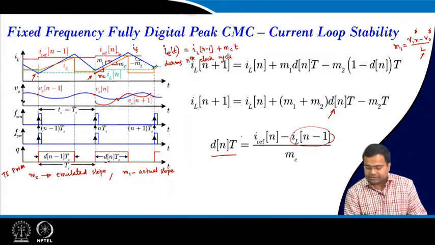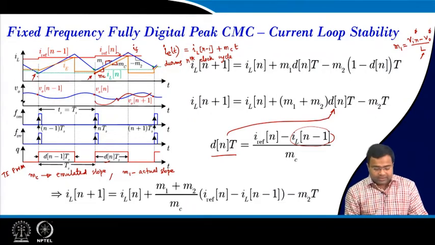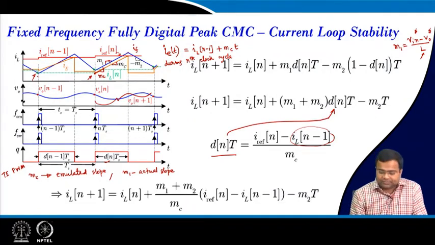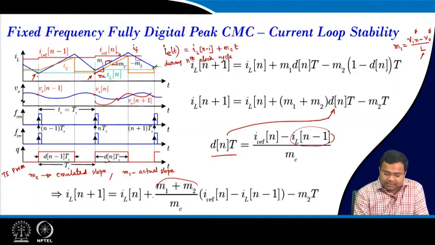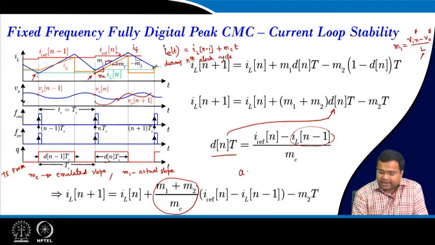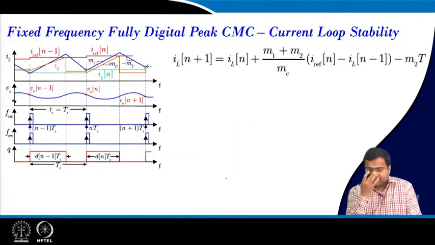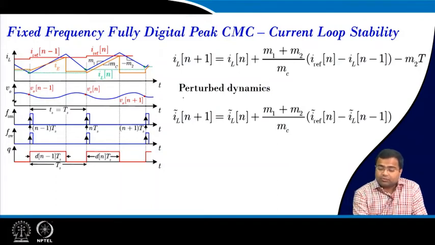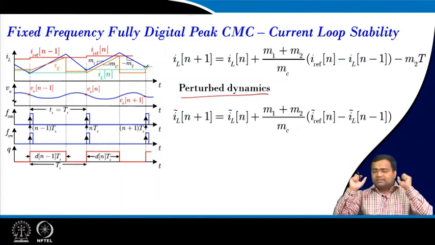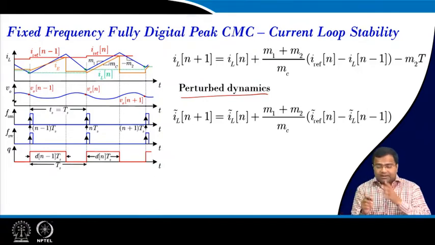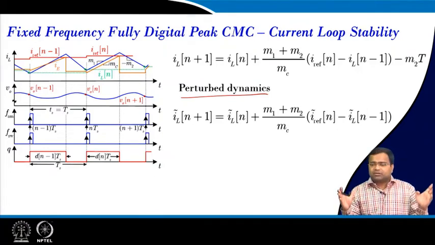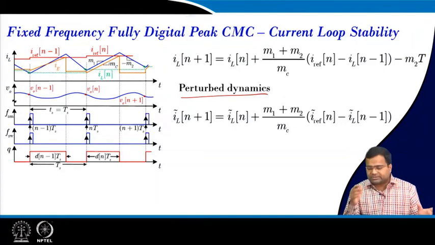Now you substitute this d[n] here, and this is the complete equation. Now let us take A equal to (m1 plus m2) by m_c. I want to do the perturbation again and see the effect. If we perturb the initial condition, we can find out the requirement for stability if I_ref[n] is constant.